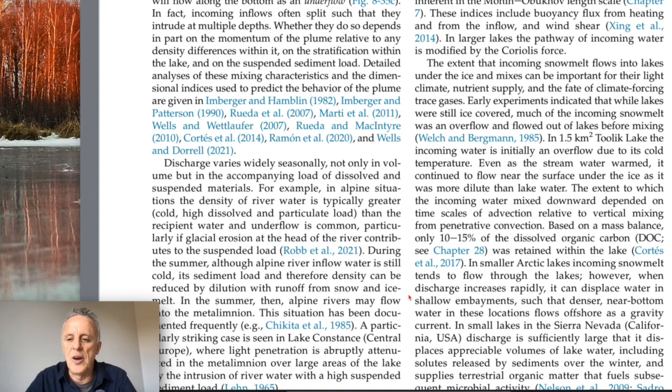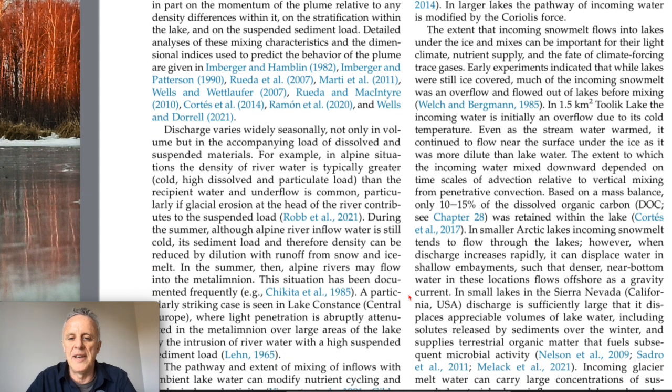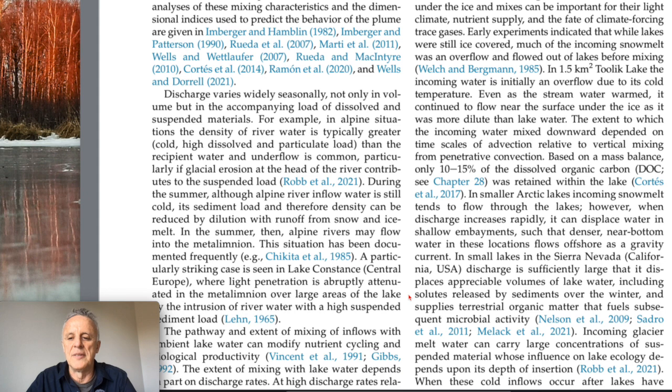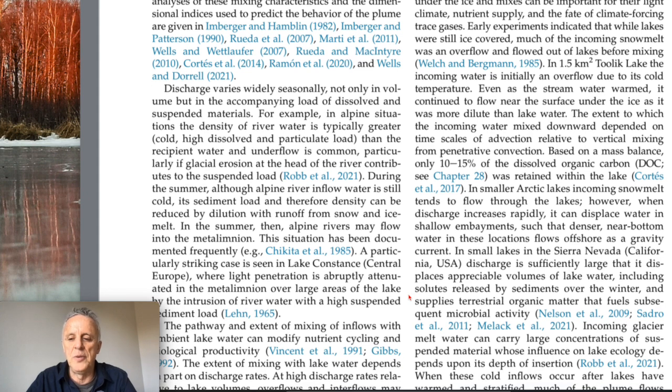The extent that incoming snowmelt flows into lakes under the ice and mixes can be important for their light climate, their nutrient supply, and the fate of climate-forcing trace gases. Early experiments indicated that while lakes were still covered, much of the incoming snowmelt was an overflow and flowed out of the lakes before mixing. In 1.5 square kilometer Toolik Lake, the incoming water is initially an overflow due to its cold temperature.